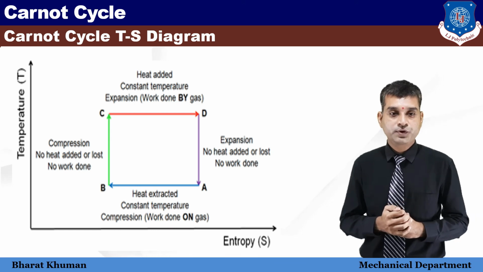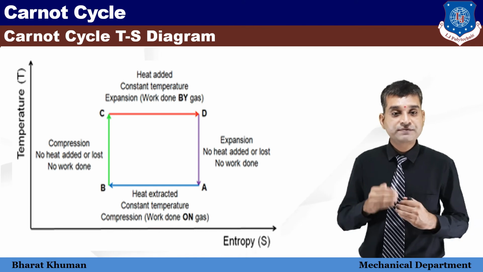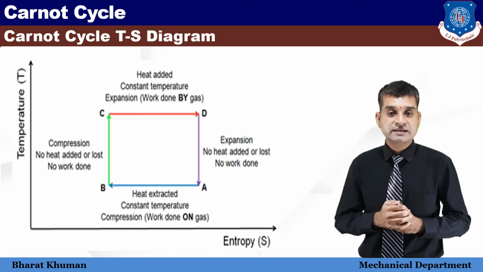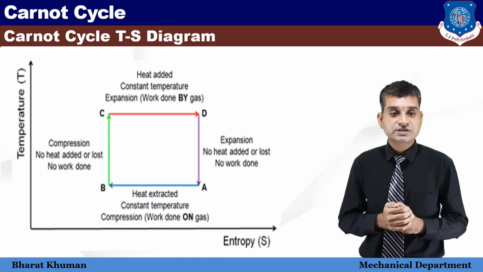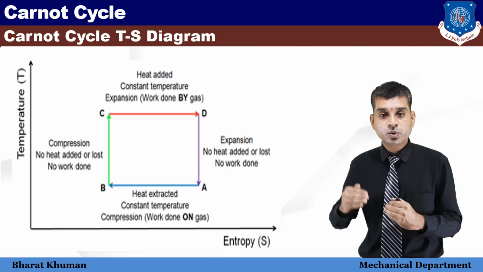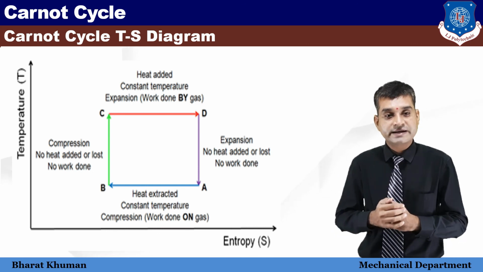Fourth, if the high temperature is equal to the low temperature, the efficiency is equal to 0. That means if we have only one reservoir, the system is not able to undergo a cyclic process. And of course, no work can be done.